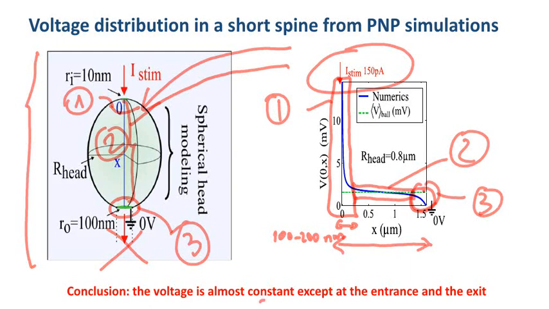So the voltage is almost constant except at the entrance and the exit of the dendritic spine. And again, these lengths here are much larger than the Debye length, suggesting that the current can be felt deeply inside the spine head.